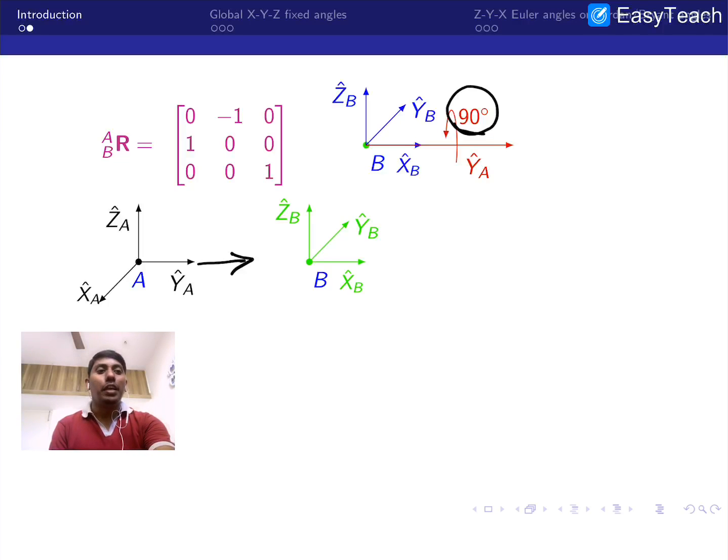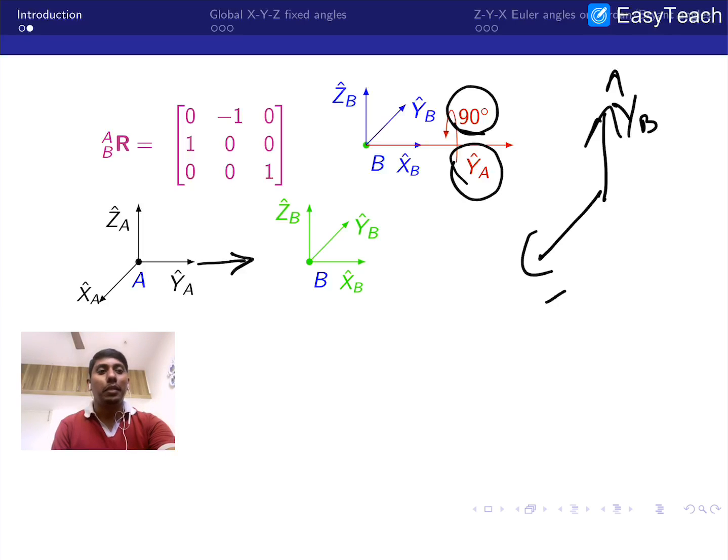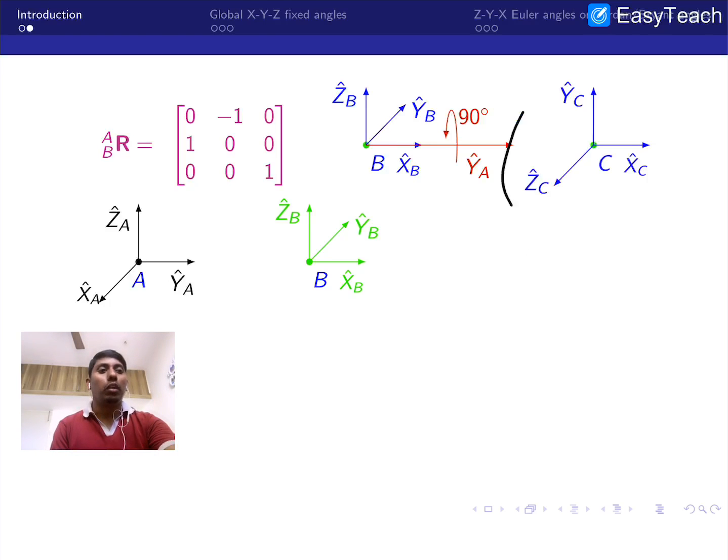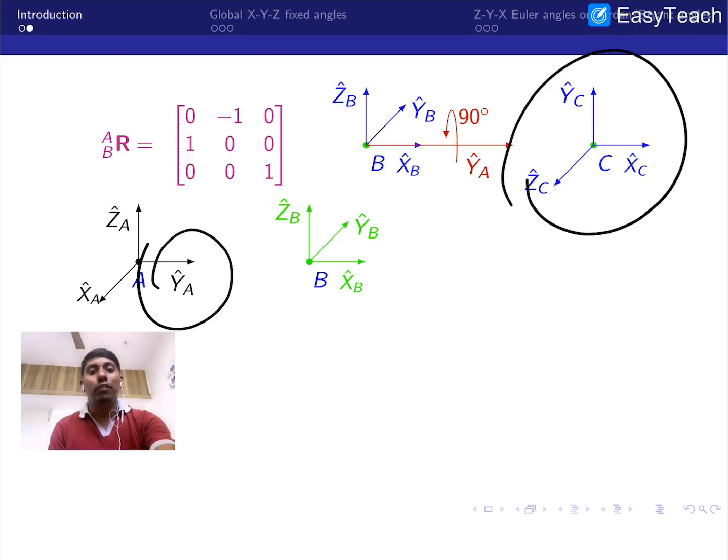Since the YA axis is aligned with the XB axis, if I rotate 90 degrees, what would come? This YB cap becomes like this and ZB cap will be like this, and this is XB cap, right? This is what is going to happen if I do this rotation. Now I am putting that into a new frame just for understanding. What we have done here is an operation with the fixed frame axis. So we have rotated the frame.